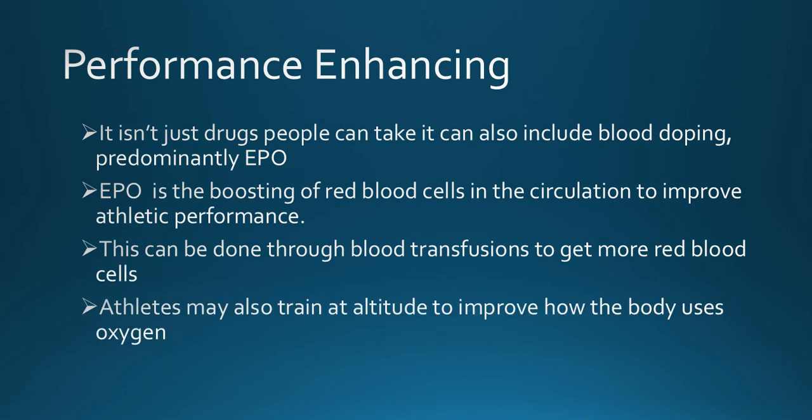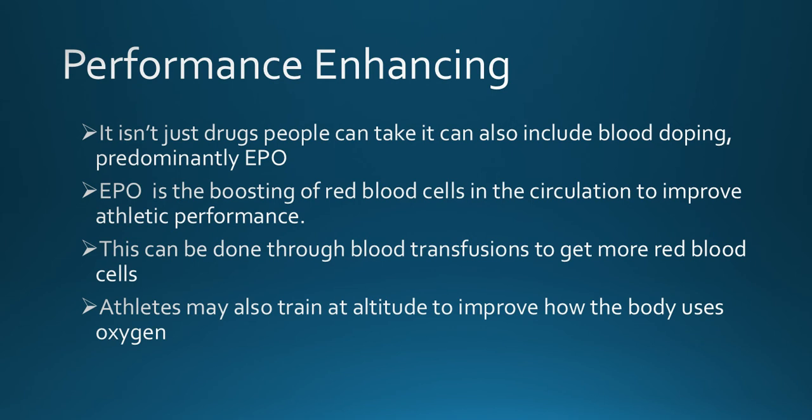It also links into athletes training at altitude, and this allows the body to improve how it uses oxygen, because obviously the higher up we go in terms of altitude, the less oxygen there is. So if an athlete is able to train the body to use oxygen efficiently when they're exercising or training, so if you've got a long distance runner who's training at altitude and they're getting good times, their body's obviously using oxygen more efficiently because there's less oxygen there.